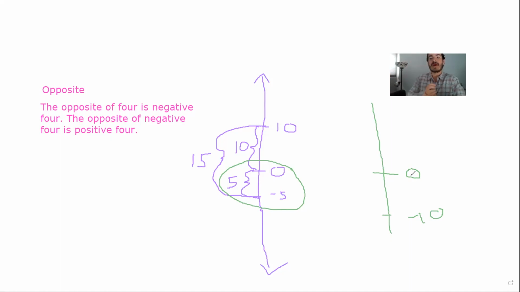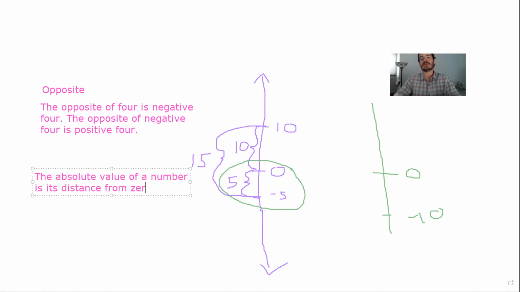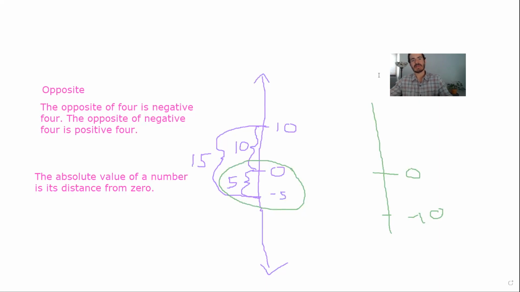And we have a word for that in mathematics. Kind of, we may call it a function even. It's called the absolute value of a number. It is its distance from 0. All right. So the absolute value of a number is its distance from 0, and it will always be expressed as a positive number. It'll never be a negative number.